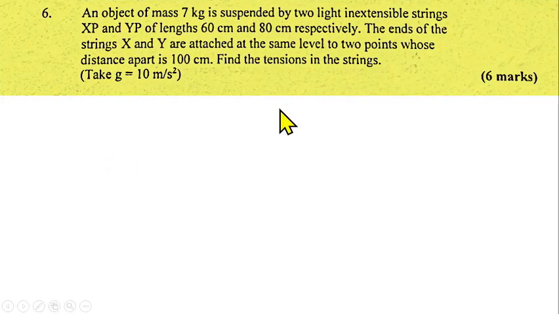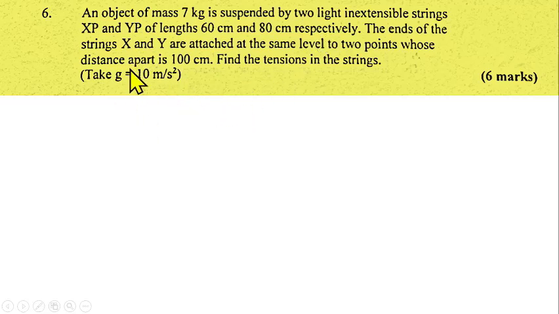Question number 6 is also from tension, and we are told that an object of mass 7 kg is suspended by 2 light inextensible strings, SP and YP, of length 60 cm and 80 cm respectively. The ends of the strings, S and Y, are attached at the same level to 2 points whose distance apart is 100 cm. Find the tension in the strings. Take g to be equal to 10 meters per second squared.